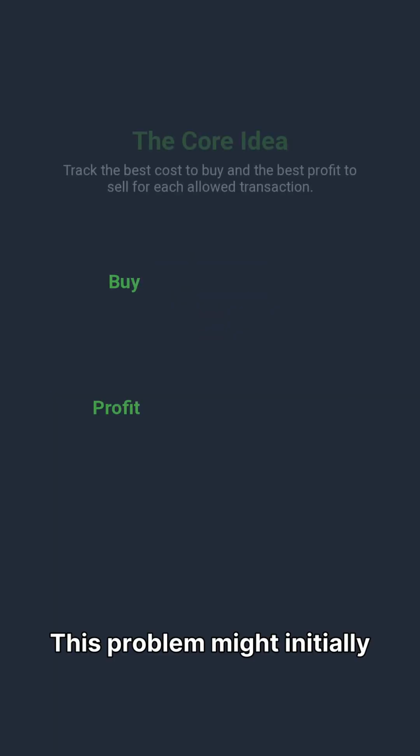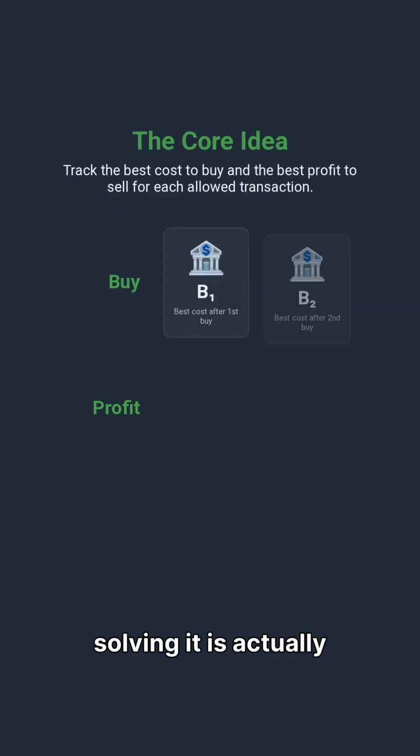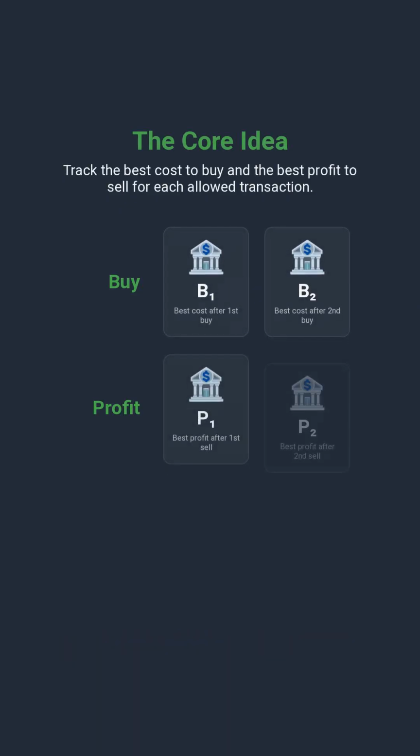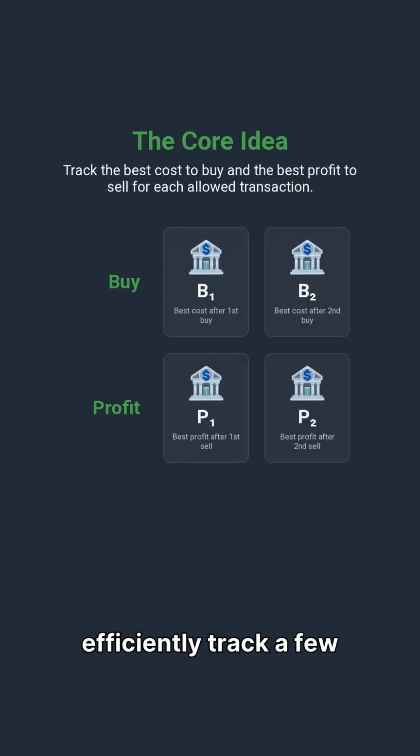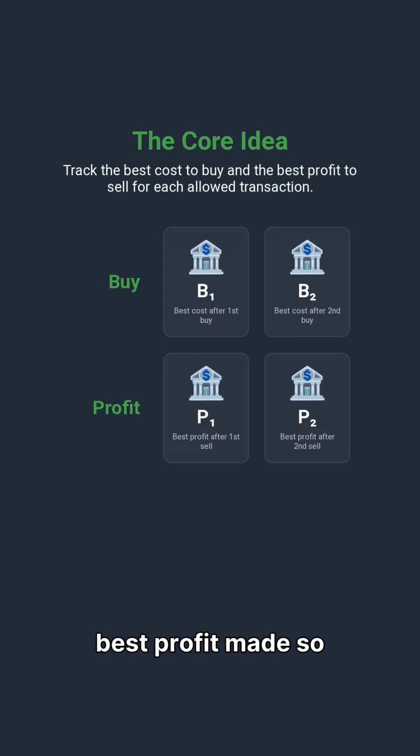This problem might initially appear quite complex, but the core idea behind solving it is actually very simple and intuitive. We only need to efficiently track a few key numerical values throughout the process. Specifically, we track the current best cost to buy a stock, and simultaneously, we track the best profit made so far after selling. Since we are allowed K transactions, we will need K distinct pairs of these trackers. Let's refer to them as B1 and P1 for the first transaction, and B2 and P2 for the second transaction, and so on up to K.